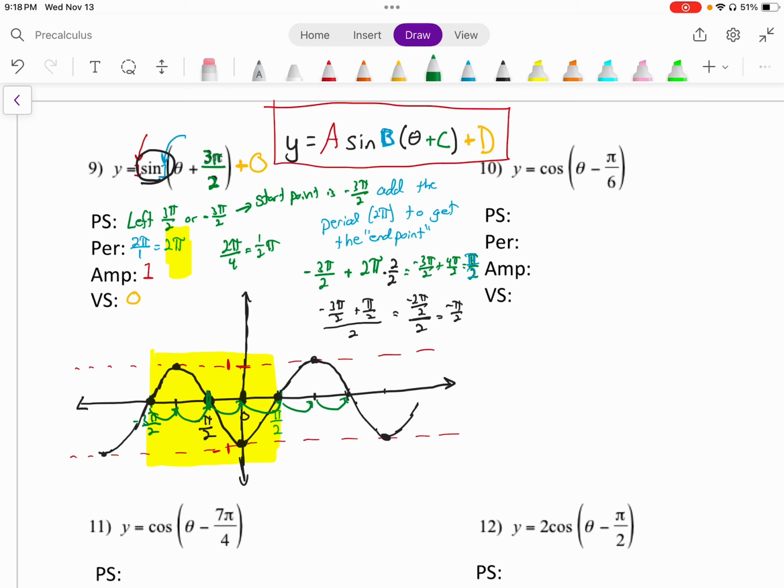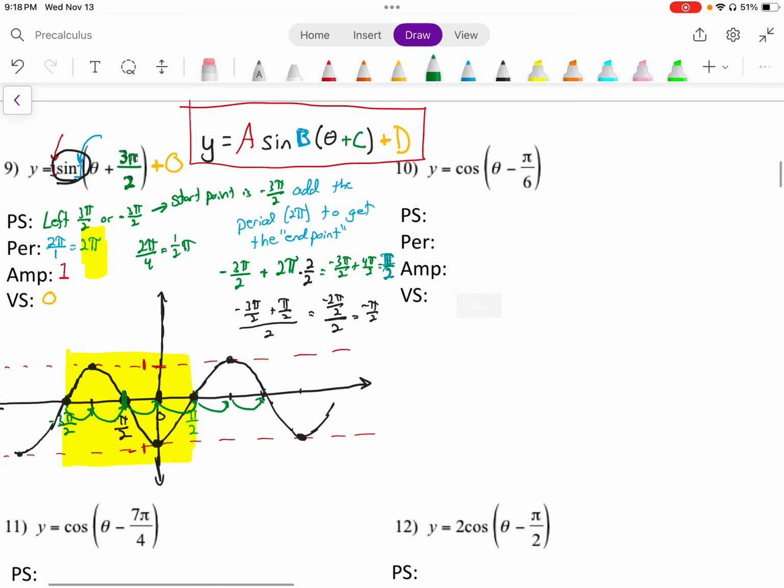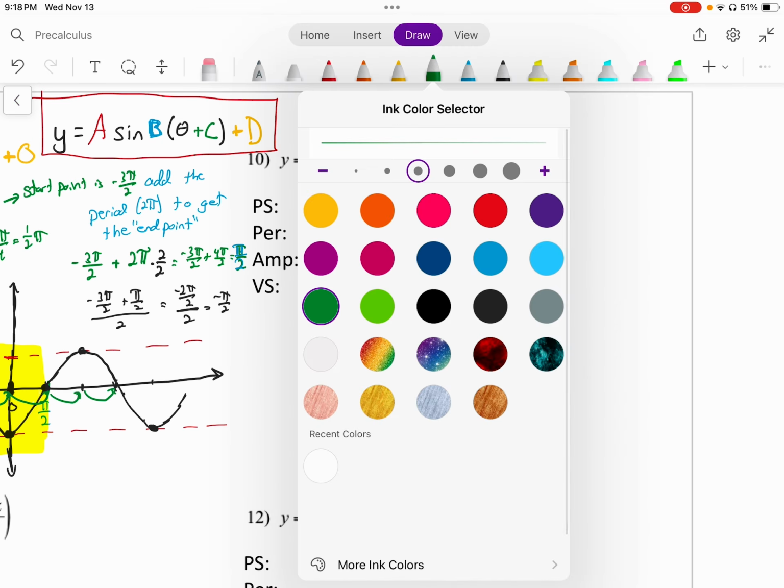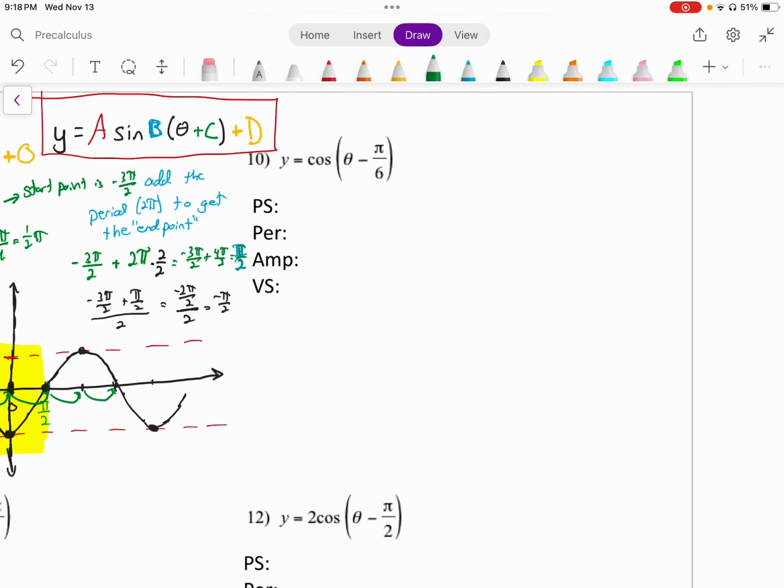All right, number 10. Number 10, so we have y equals cosine of theta minus pi over 6. This minus pi over 6, we're subtracting. So that's our c, which is going to have to do with our phase shift. So this is going to be right pi over 6.